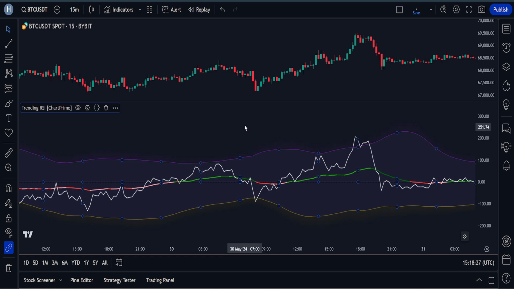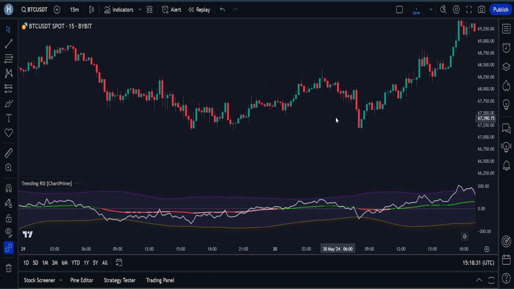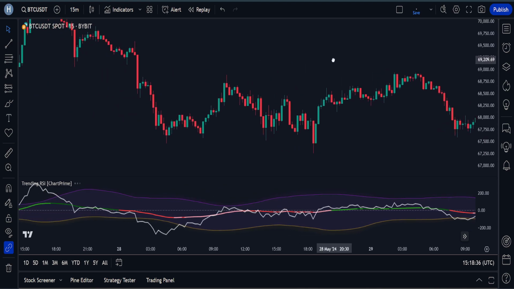Although this indicator is powerful on its own, we can't rely solely on it for our strategy. We need an additional indicator to add extra confluences for taking positions.